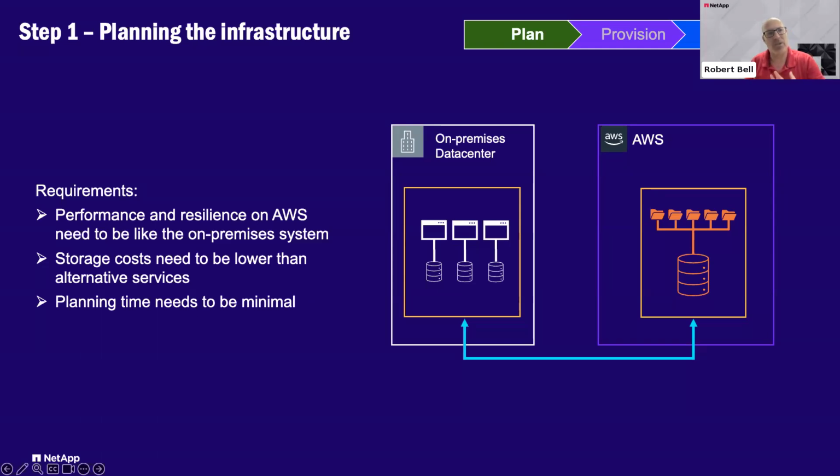So for the planning stage, usually you would want to have at least the same level of resilience that you have on premises, if you're going to be migrating data from there. You don't want a negative impact on protection and security. So this is very important, meaning that you would want the same resilience, the same RTO, RPO, things like that.